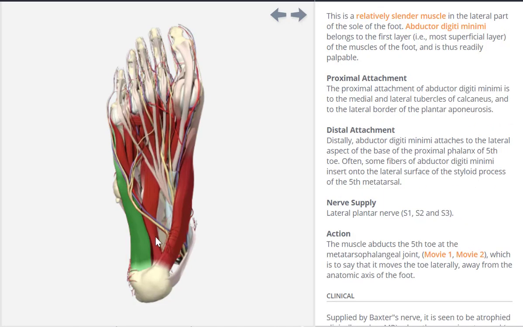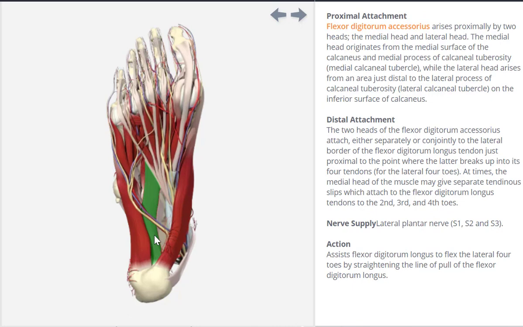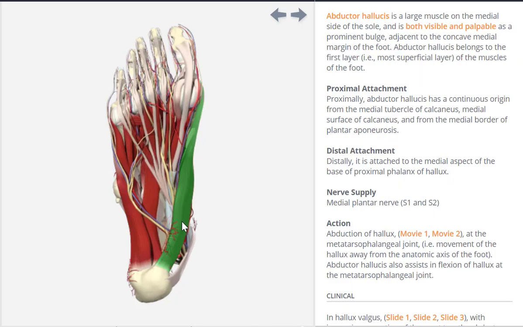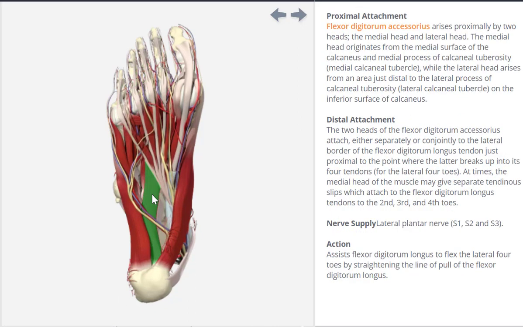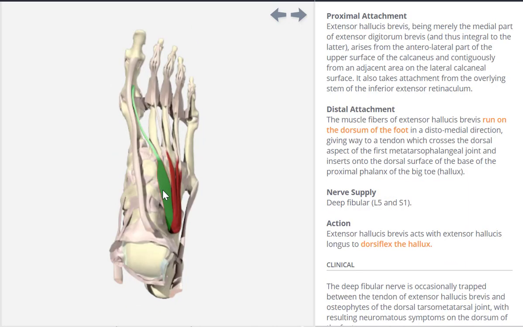This is abductor digiti minimi. This is flexor digitorum accessoris, or quadratus plantae. And then this is abductor hallucis. And that would make this flexor digitorum brevis. So flexor digitorum brevis is superficial to quadratus plantae, i.e. flexor digitorum accessoris. Dorsum of the foot, we've already talked about this.